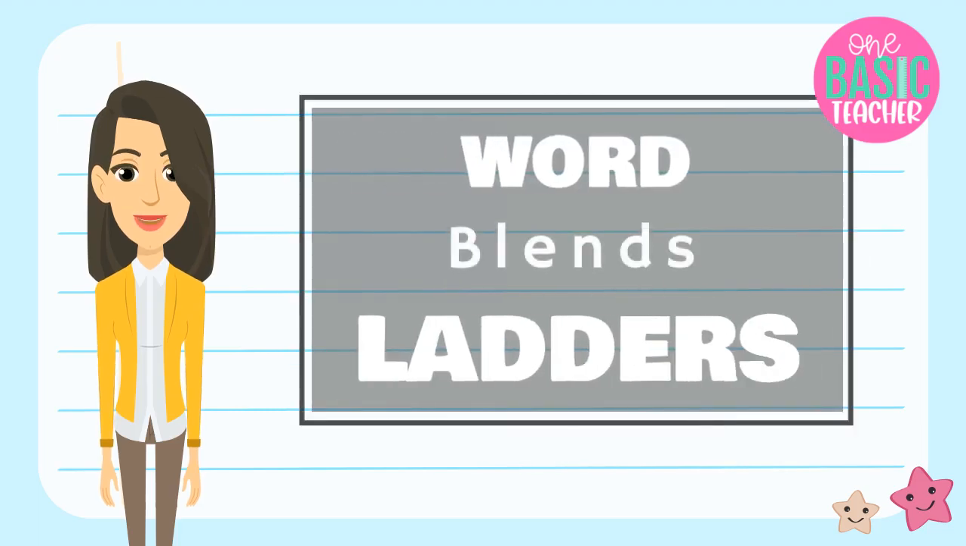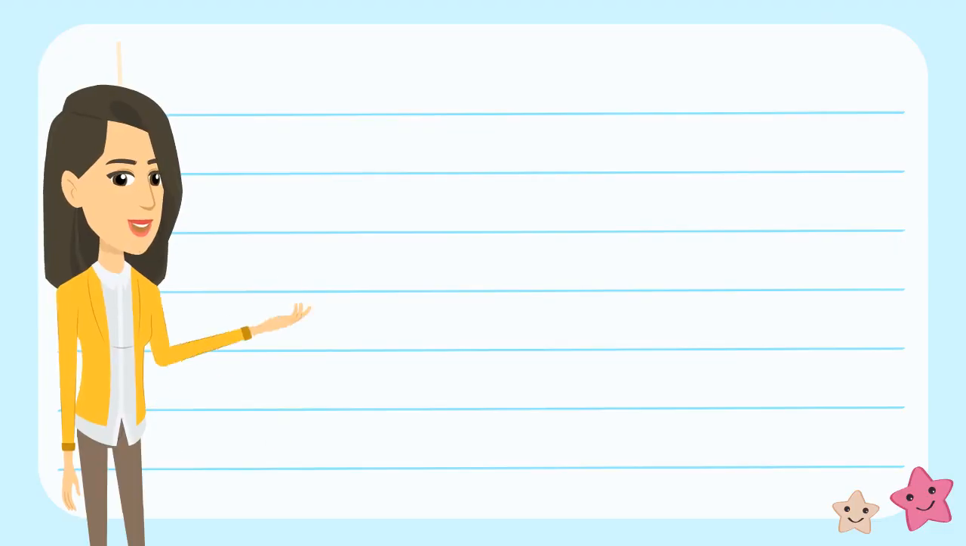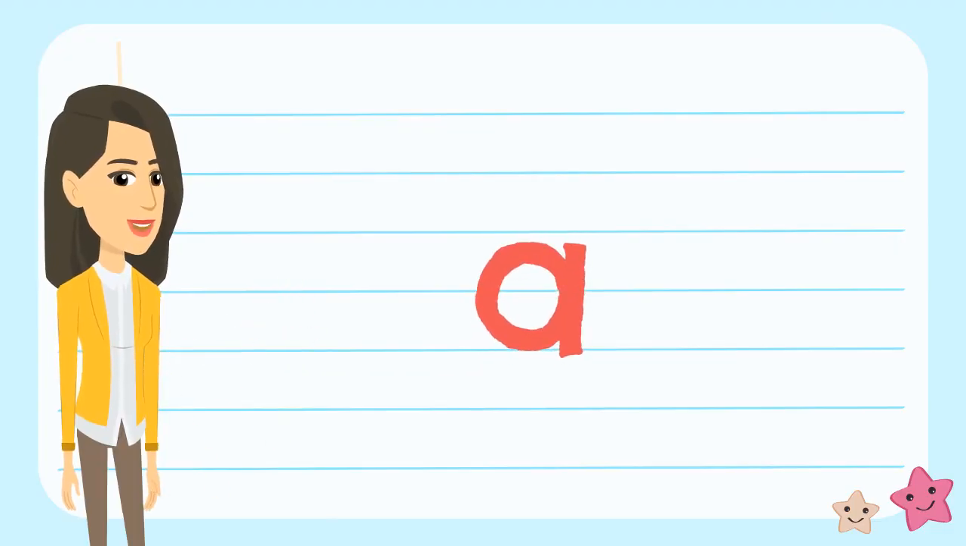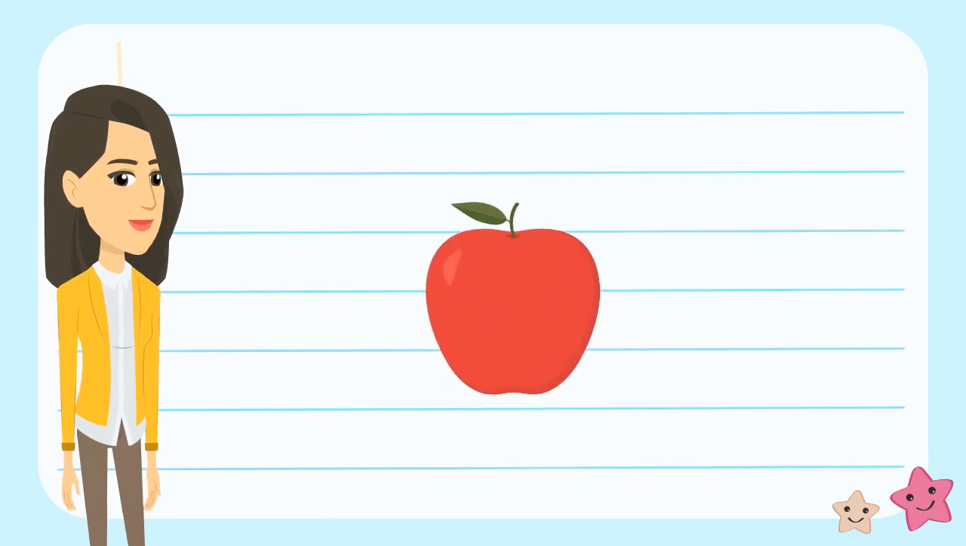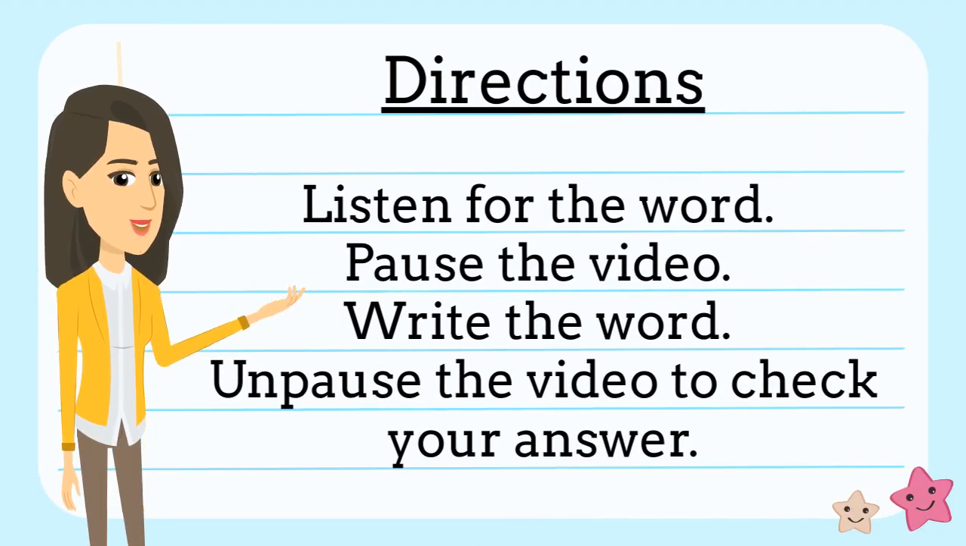In this episode, we will write some short A words with blends. The letter A has many sounds, but the short A sound makes the sound ah, like in apple. Here's how we're going to do this. Listen for the word, pause the video, write the word, then unpause the video to check your answer.